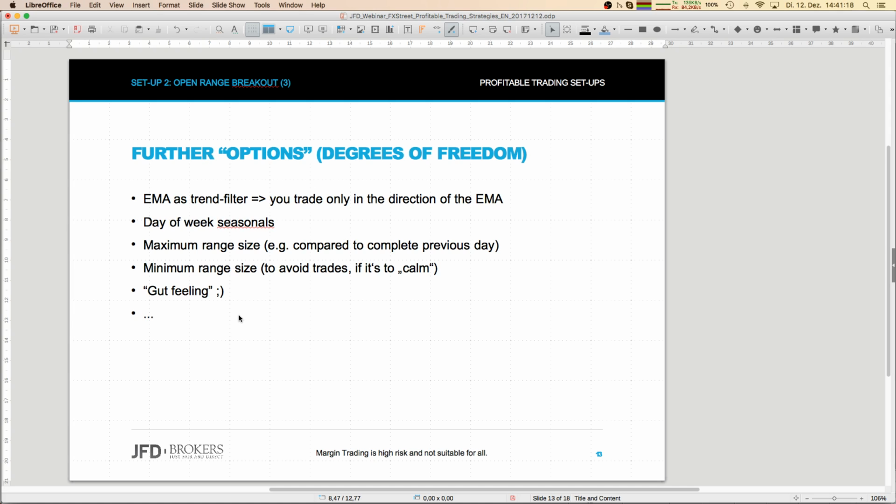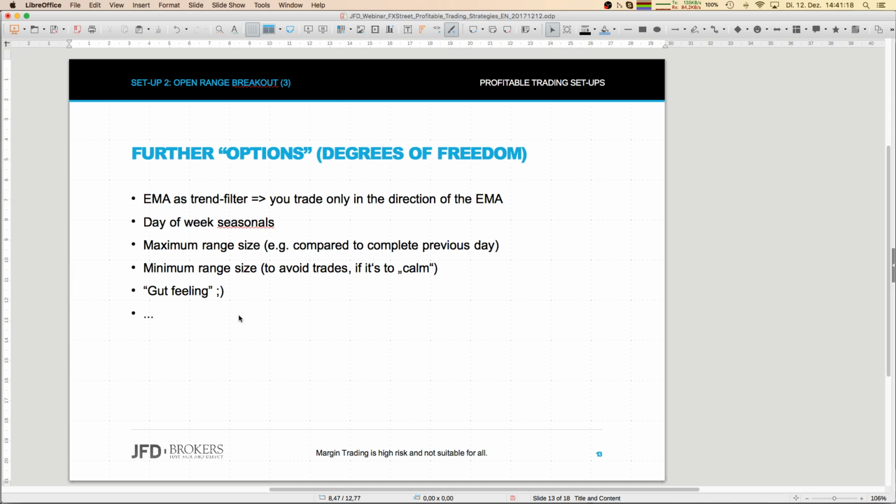Other options, just to mention that, we may apply something like a maximum range size. So if the range is too big, don't place a trade. Maybe we compare that value with the previous day or whatever you have in mind.